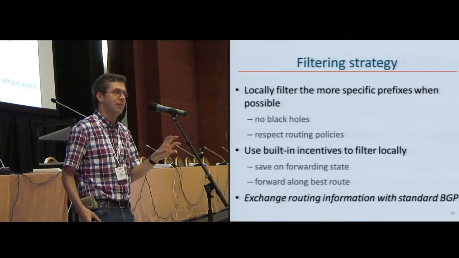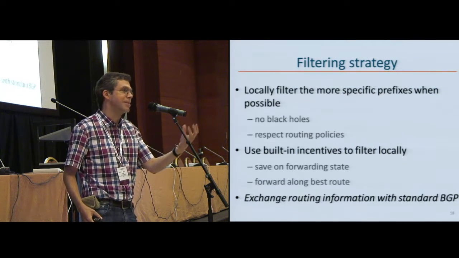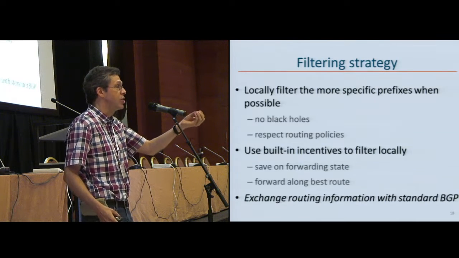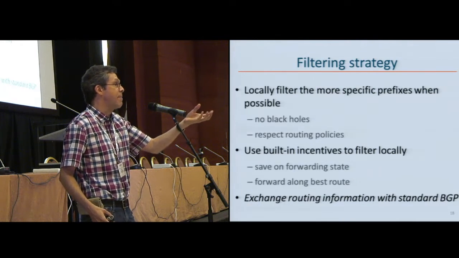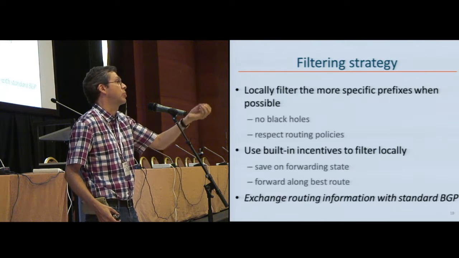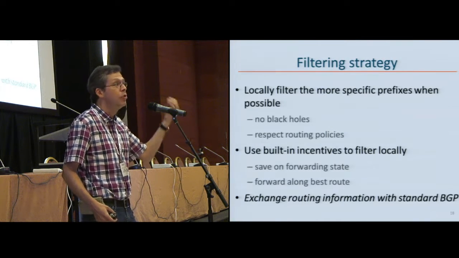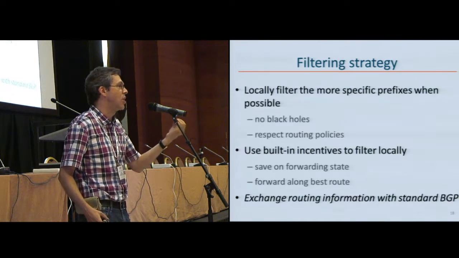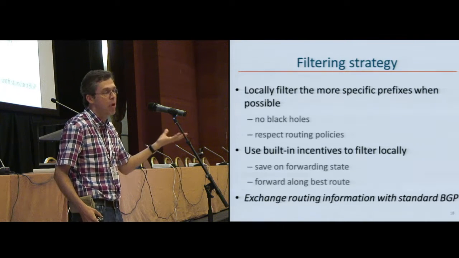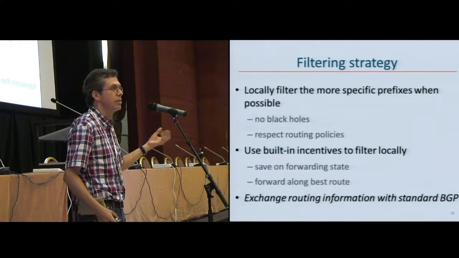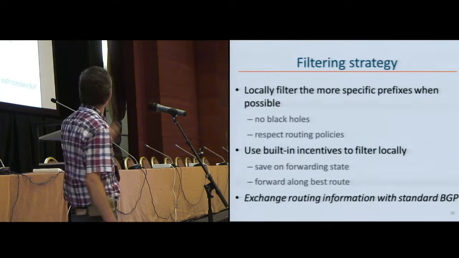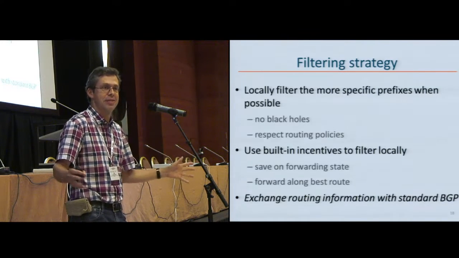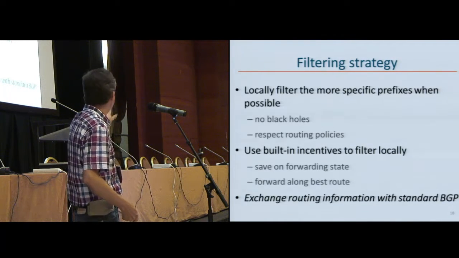With filtering comes a concern, which is the concern of black holes. If I filter something, it is not there. Data packets might arrive at a certain AS with a destination address which does not find a matching prefix in the table. That is called a black hole. The packet will be discarded. Provably, Dragon does not have black holes. And it aligns with the incentives of the ASs. I will assume that among the incentives of the ASs are the will to save on forwarding state and the will to forward data packets along the best possible route as dictated by the routing policies. So nothing different here. Routing exchange is standard BGP.